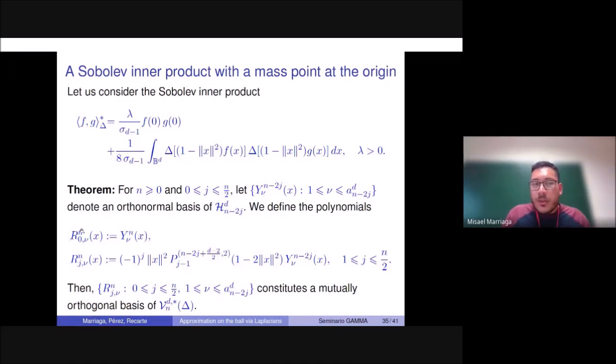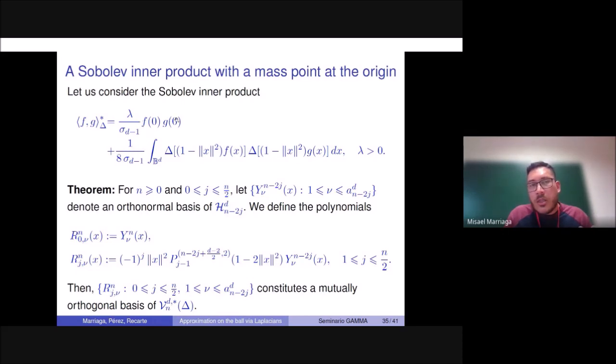Okay, just as before, when j is equal to 0, then the orthogonal basis coincides with the harmonic polynomials, just like in the previous two cases, the classical and the Sobolev. And when j is different than 0, I'm sorry, we have a radial part and a spherical part. And one difference is that instead of having something that vanishes on the sphere, I have something that vanishes at the origin. Okay, which makes sense.